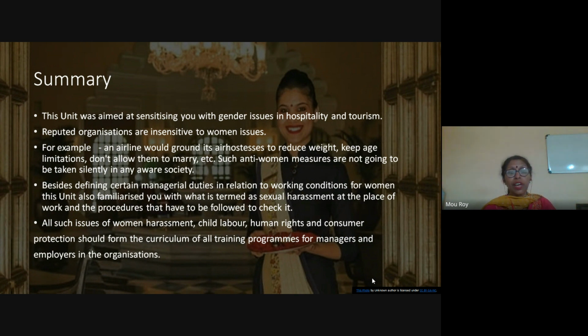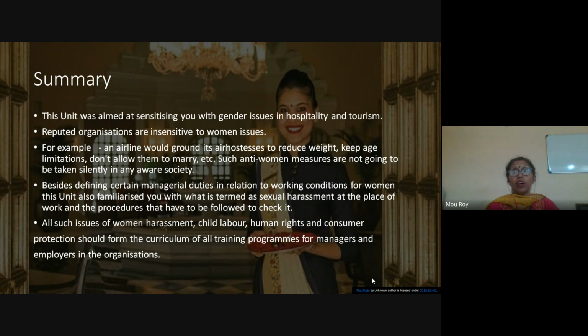So, besides defining certain managerial duties in relation to working conditions for women, this unit also familiarized you with what is termed sexual harassment at the place of work and the procedures that have to be followed to check it. So all such issues of women harassment, child labor, human rights, and consumer protection should form the curriculum of all training programs for managers and employees in the organization.